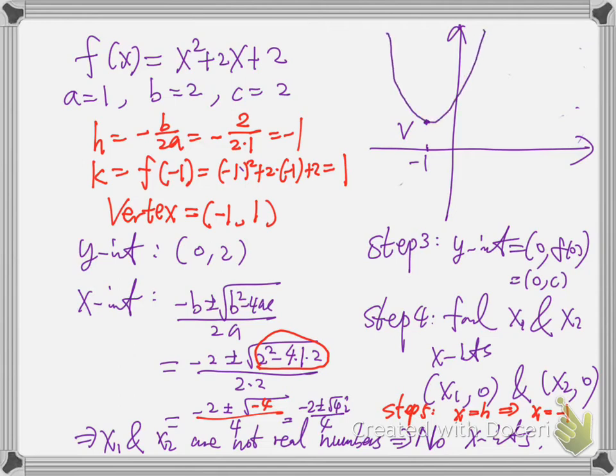Okay, so I will change the color. The red one is our parabola. You see there is a y-intercept. So what's the y-intercept? 0, 2. And from the picture you can see this parabola and the x-axis have no common point. So that means no x-intercepts.